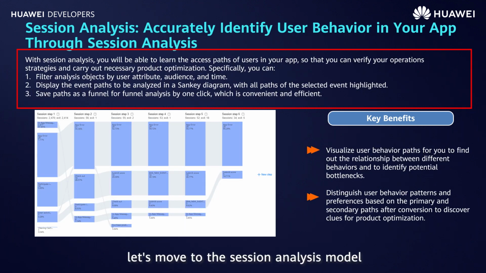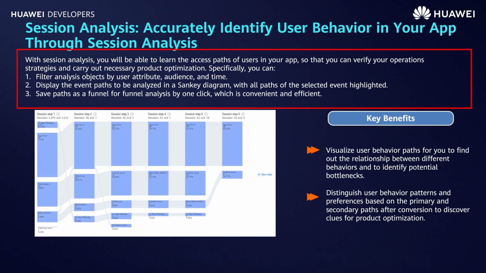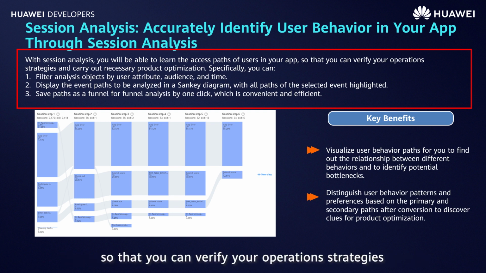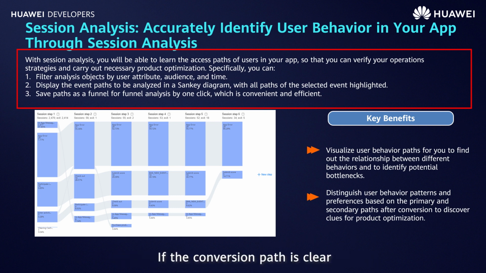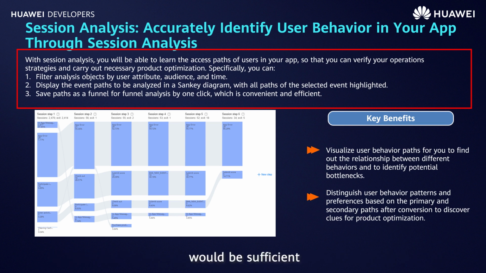Now let's move to the session analysis model. With session analysis, you will be able to learn the access path of users in your app, so that you can verify your operation strategies and carry out necessary product optimization. If the conversion path is clear, monitoring the conversion rate of each key step via funnel analysis would be sufficient.